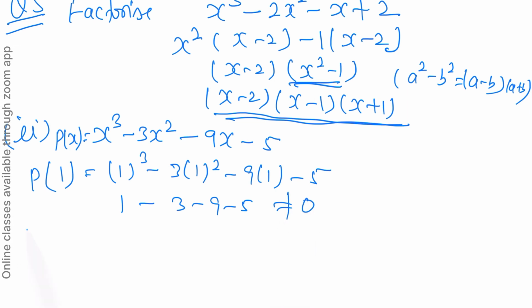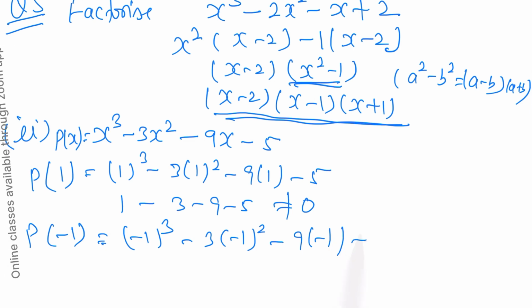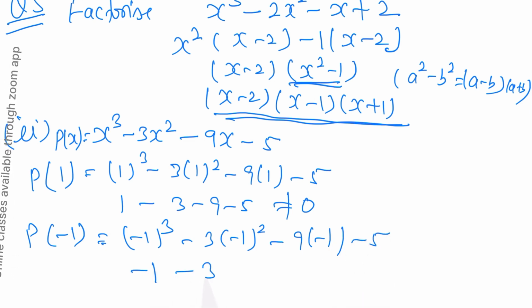We got this is not equal to 0. Now trying p of minus 1, so in place of x putting minus 1. So minus 1 cube minus 3 into minus 1 square minus 9 into minus 1 minus 5. It becomes minus 1 minus 3 plus 9 minus 5.